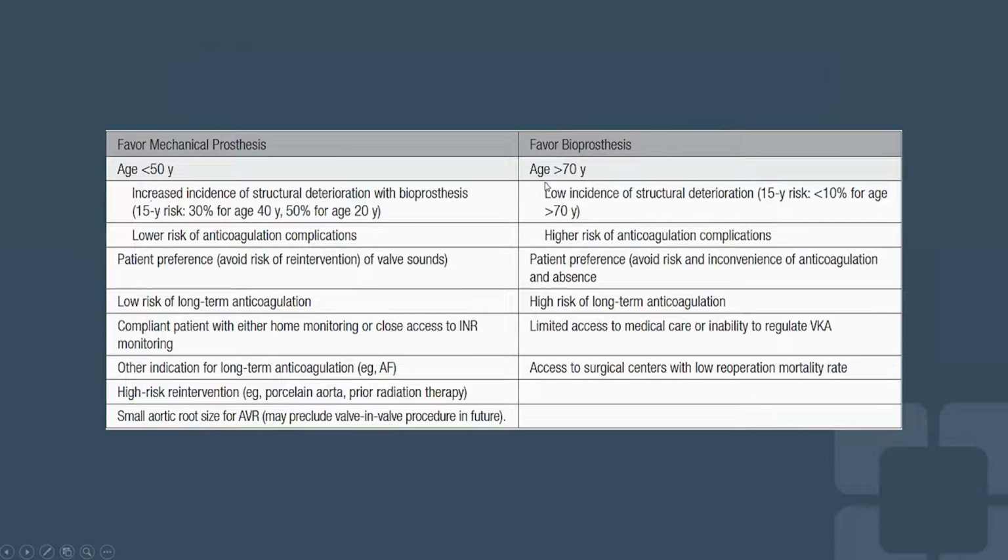Having said that, for a lot of young patients, it is reasonable to give them a bioprosthesis if they do not want to take Coumadin, and you understand that these patients will then need to come back in about 10 to 15 years for a redo operation. And if you can offer that at low risk, then it is reasonable to offer young patients a bioprosthesis.